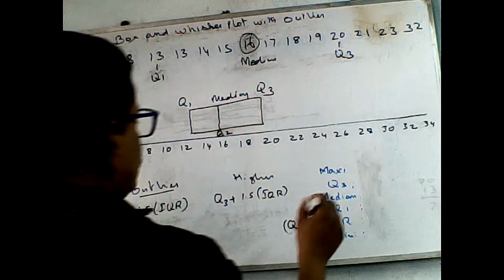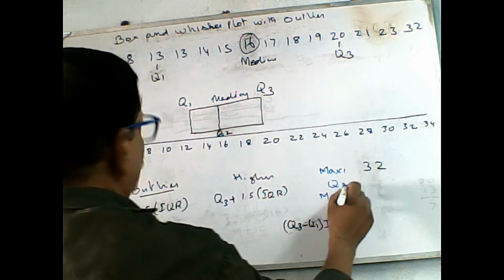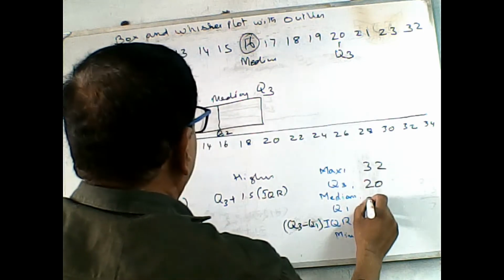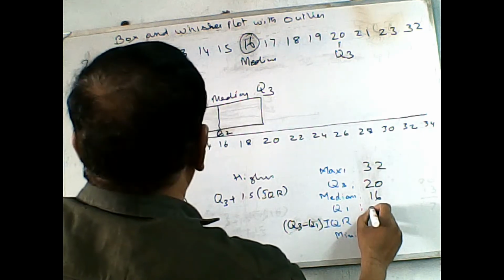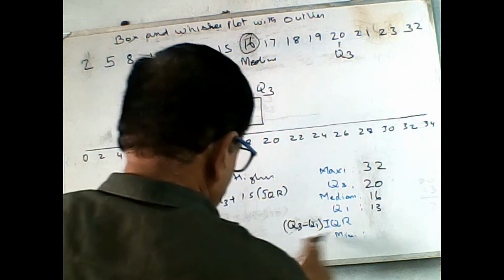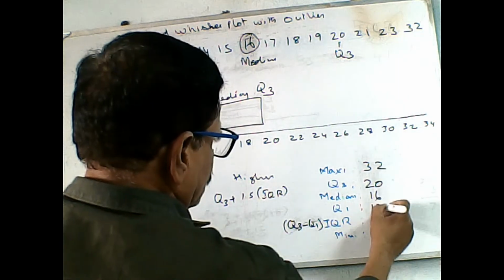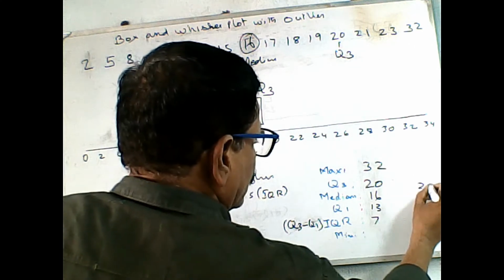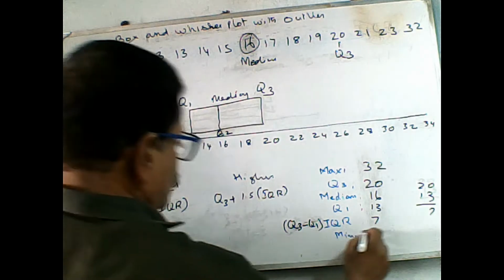And then we write the maximum number, 32. Upper quartile Q3 is 20, median 16, Q1 13. Interquartile range is Q3 minus Q1, 20 minus 13, 7. You see minimum 2.